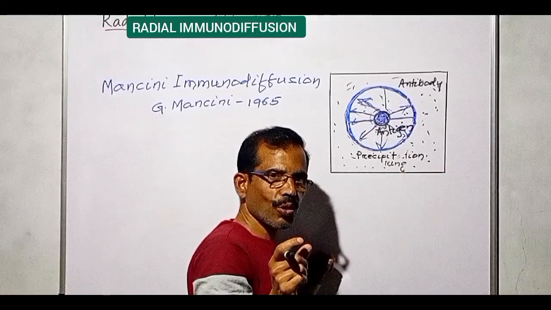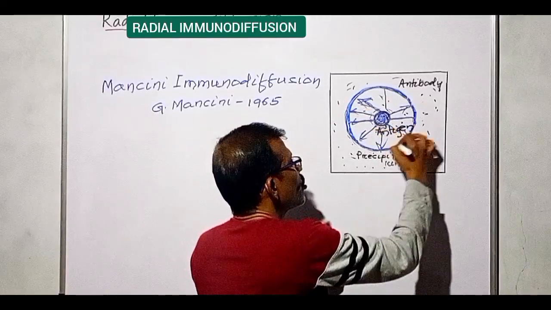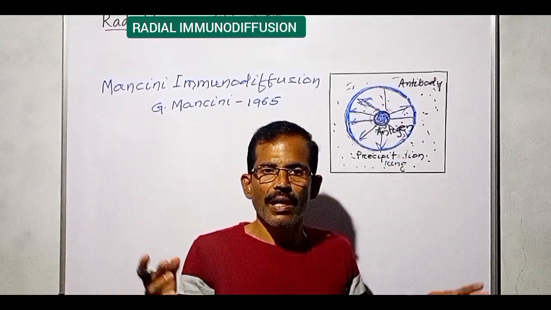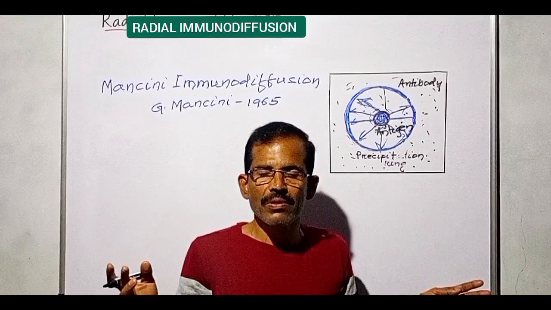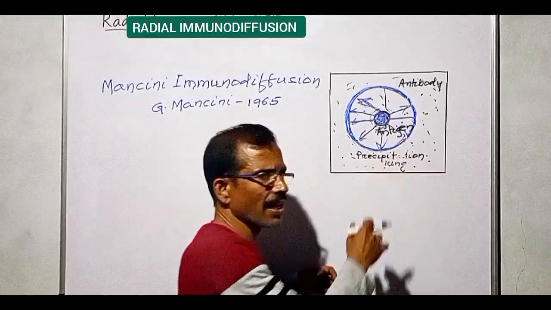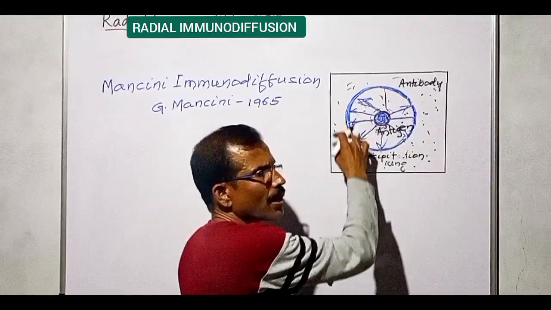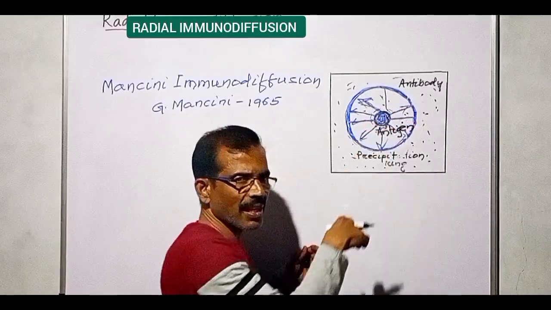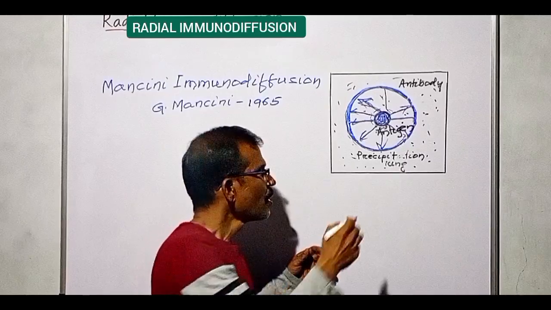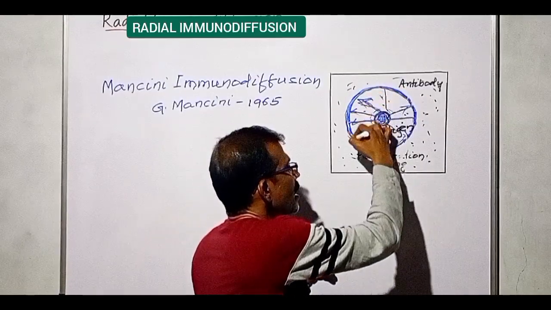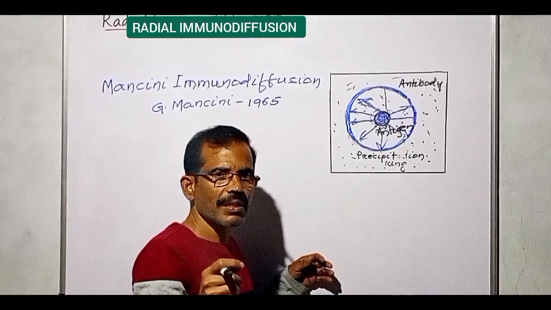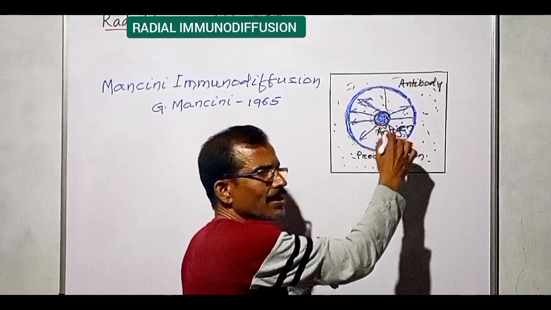In between there is a zone known as the zone of equivalence. We know that in the zone of equivalence, antigen and antibody are in optimal proportions. As a result, maximum immunoprecipitation occurs. In this case, the concentration of antibody remains the same throughout the gel. It is only the concentration of antigen that varies. In the zone of equivalence, the concentration of antigen is such that optimal interaction takes place between antigen and antibody.